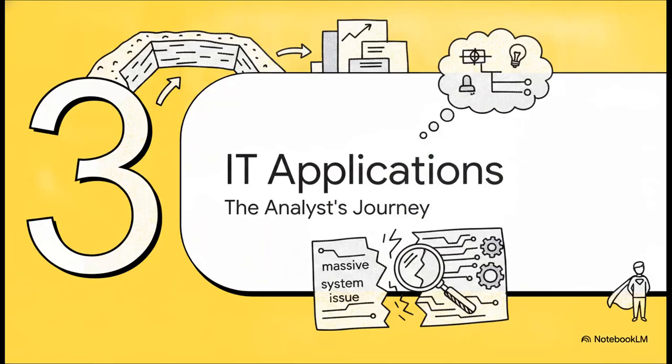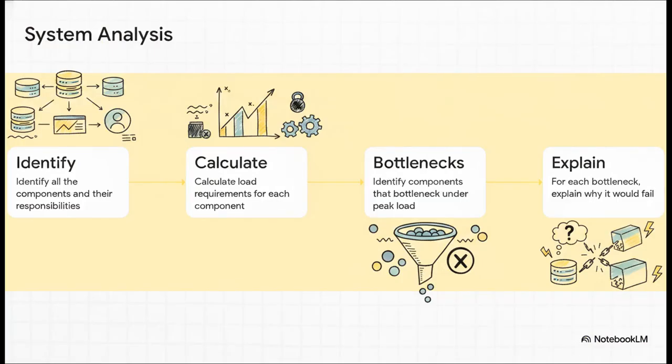Section 3, real-world IT applications, or as I like to call it, the analyst journey. Let's make this concrete. Imagine you're a business analyst and you're analyzing a really complex real-time chat application design. If you just casually ask the AI, hey, what are the bottlenecks in this chat app, it's probably going to give you some generic fluff. Instead, by applying chain of thought, you structure your prompt sequentially. You tell it, step 1, identify all the components and their responsibilities.